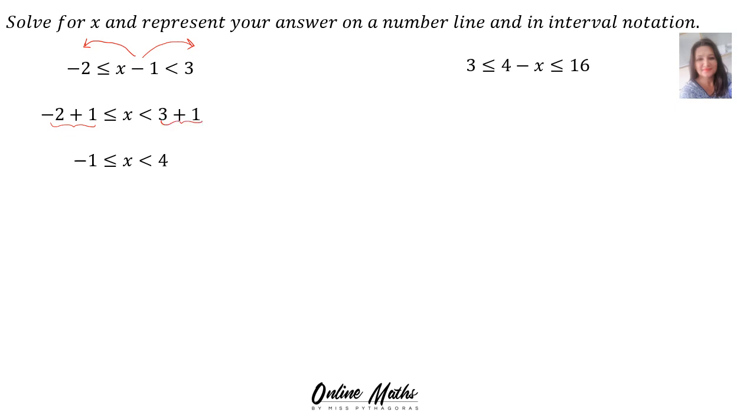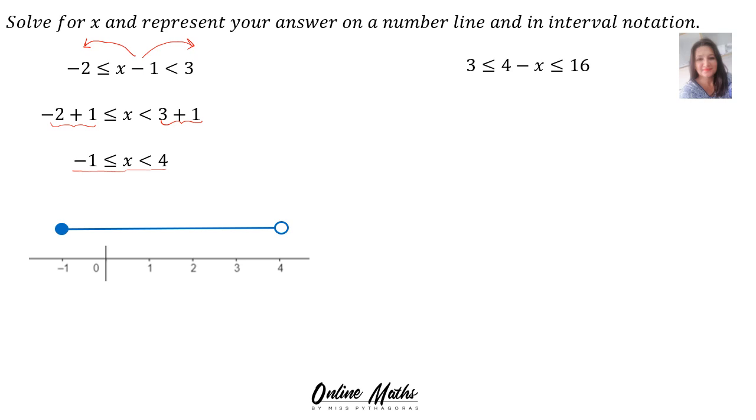And then this one you read as x is smaller than 4 and x is greater than or equal to -1. So on a number line, you go to -1 with a closed dot, you go to 4 with an open dot, and you join the two with a solid line.